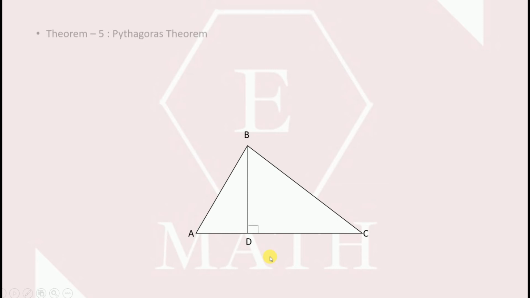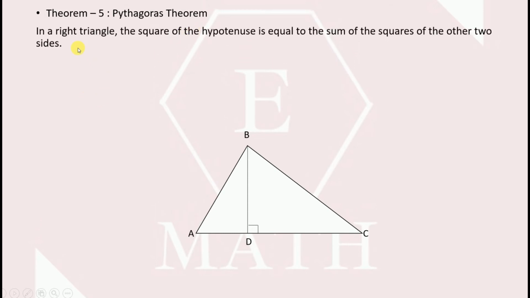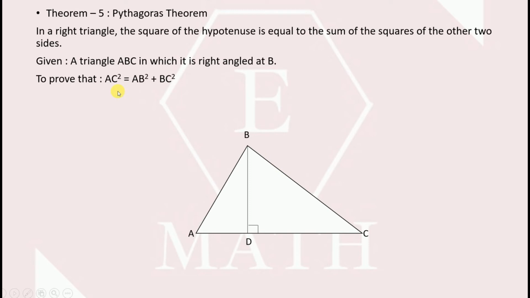Next we'll go to the other theorem, one of the most important theorems, called Pythagoras Theorem. So what it says is, in a right triangle, the square of the hypotenuse is equal to the sum of the squares of the other two sides. Given in the theorem is a triangle ABC which is right angled at B. So it is right angled at B here in this diagram.